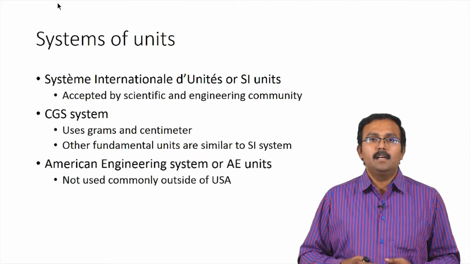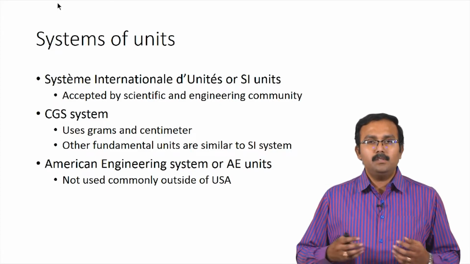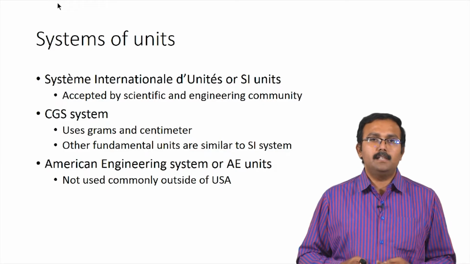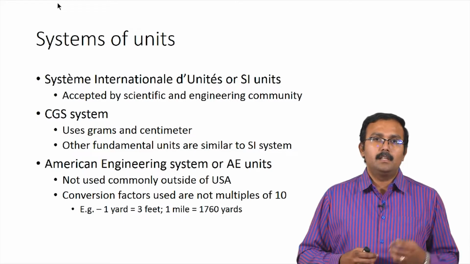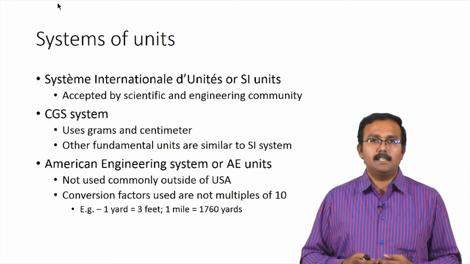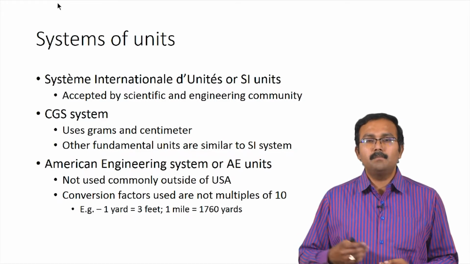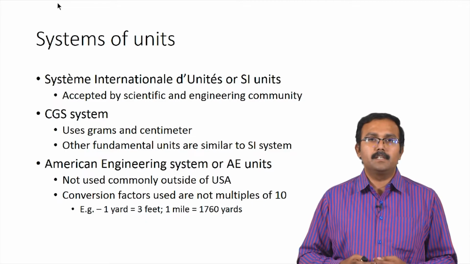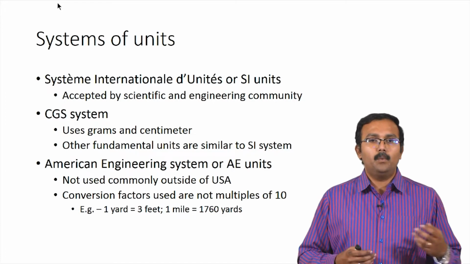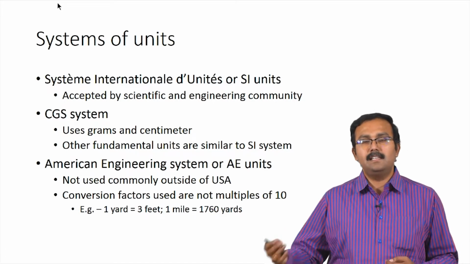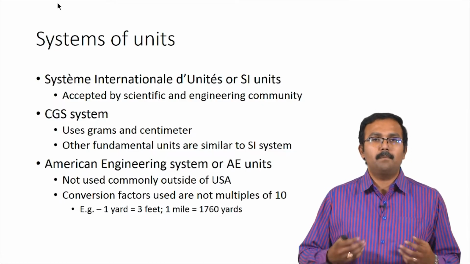American engineering units is another popular system which is commonly used in the US. Outside of the US, it is not very common to use the American engineering system because there are some inherent problems with it. The conversion factors used are not multiples of 10. This makes it very tedious to remember the conversion factors and perform the conversions. For example, 1 yard is 3 feet and 1 mile is 1760 yards. It would be very difficult for most people to remember these numbers and apply them correctly.